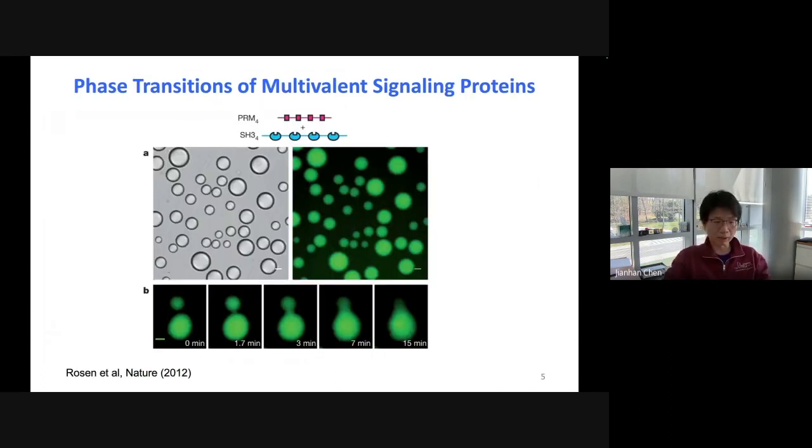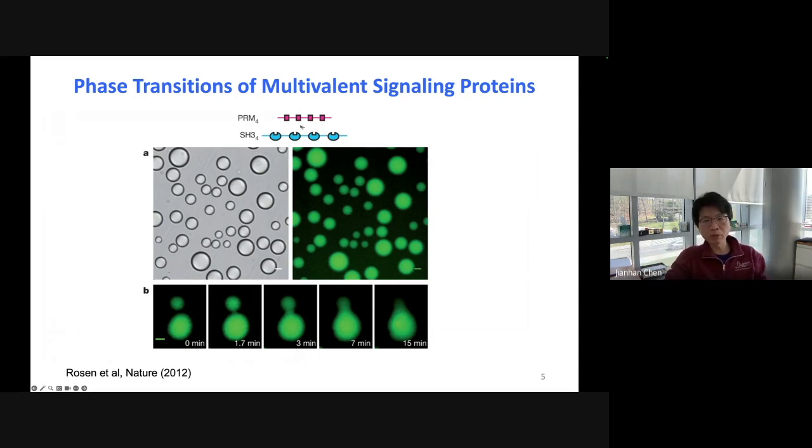And later on, Mike Rosen showed that this phenomenon is actually even more general, that it's not just those protein-RNA bodies that can do this. He showed that this is a so-called proline-rich motif, and this is an SH3 domain. These are some signaling molecules in the cell that do something important. But what they show is that each of these red blocks can bind to this yellow thing. And if you put multiple copies of these binding motifs, you can introduce so-called multivalency, which means that each molecule can form more than one interaction.